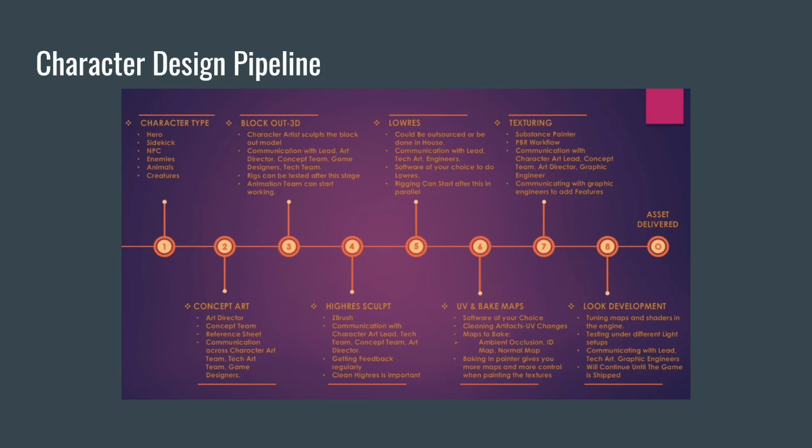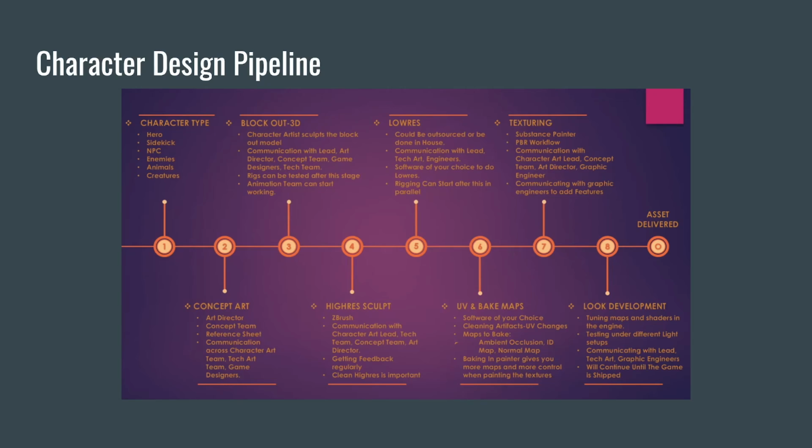So to start off, we have this character design pipeline. It pretty much just goes over from start to finish. At the start, you would choose whatever the type of character is: hero, sidekick, NPC, sort of listing it from most important to least important. I kind of feel, and obviously, the more important the character is, the more design that'll go into it.